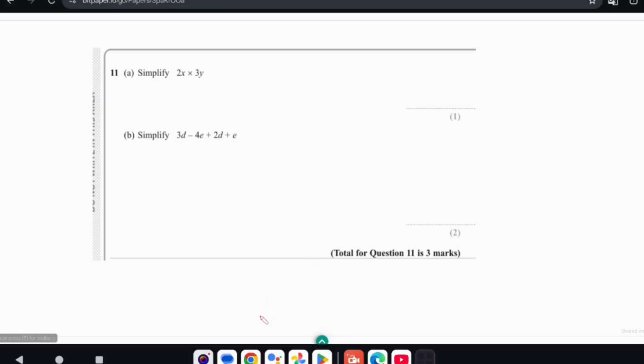Simplify 2x times 3y. 2 times 3 is 6. x times y is xy. Simplify. So we're going to collect our d's. 3d plus 2d is 5d, minus 4e plus e minus 3e.